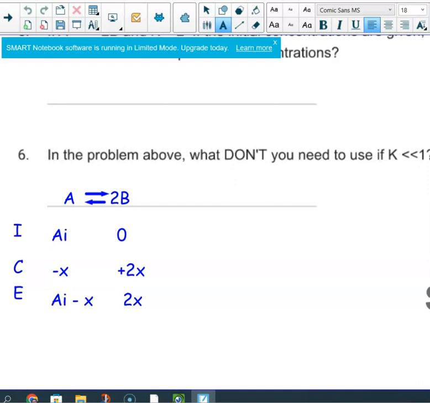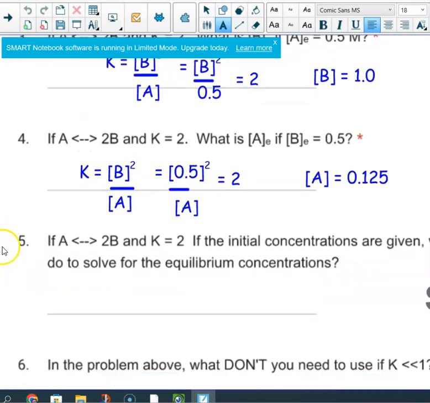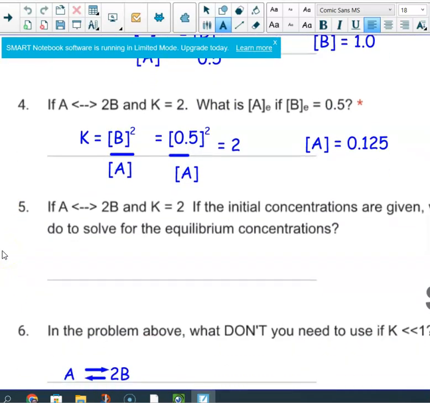All right. But let's say we have two things here. What if we have initial concentrations for both A and B? And what if K is a big number, like 2? Okay, what do we have to do in these cases? I'll flip back. I'm doing number 5 at this point. What do we need to do? We need to set up a quadratic equation.